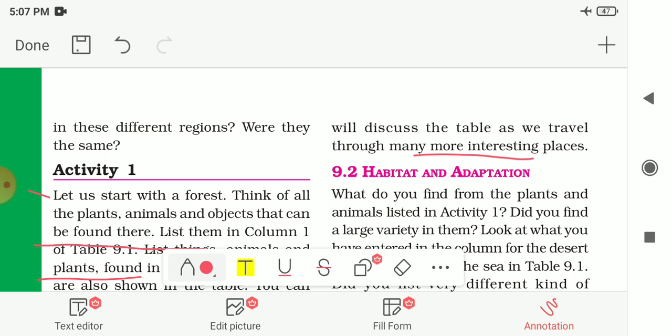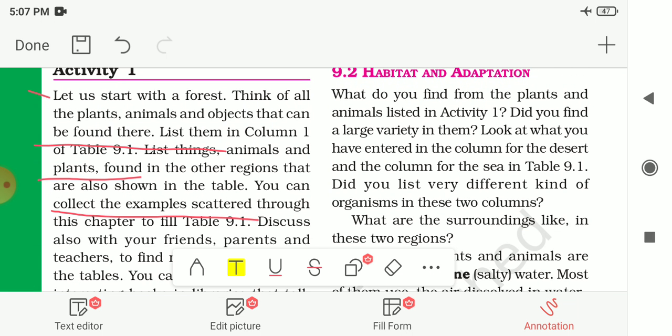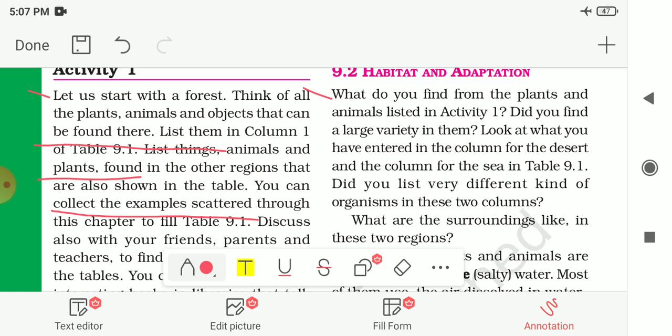So first, before going to the different places, let me explain what habitat and adaptation are. What do you find about the plants and animals? If you listed this information in the table in activity 1, what did you find about the animals and plants? Did you find a large variety in them? You will find that they are different from each other.